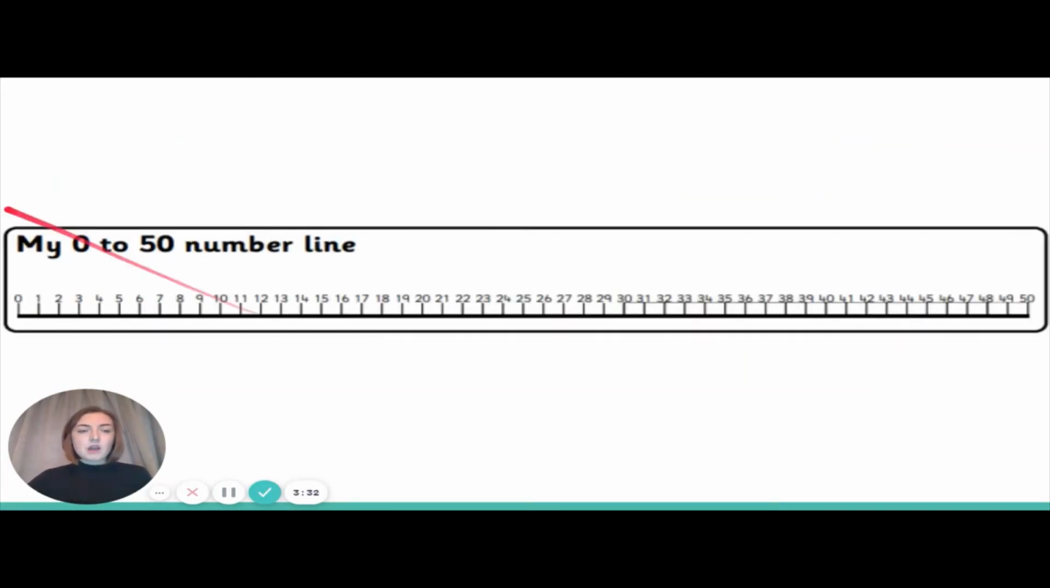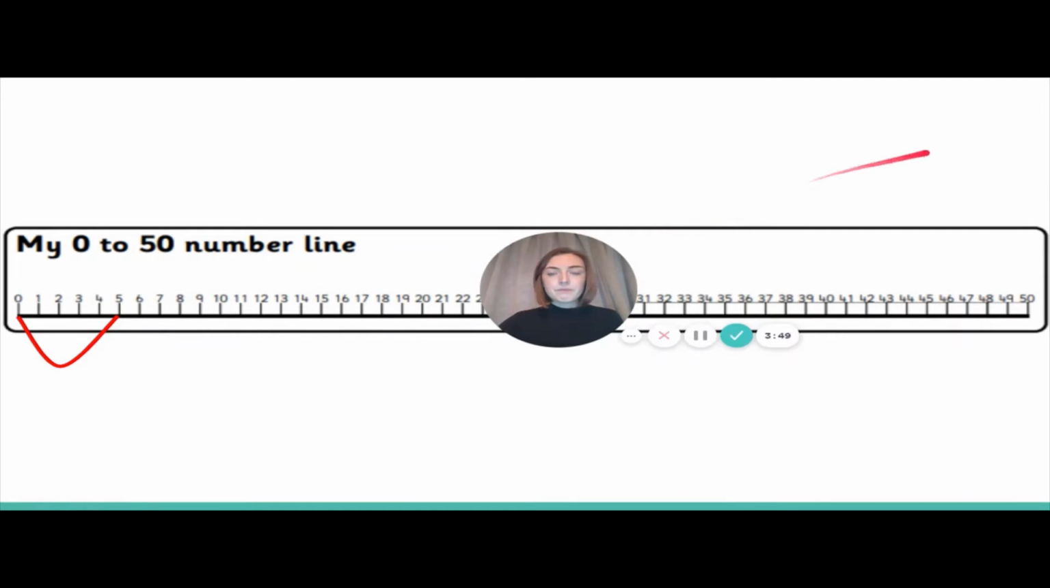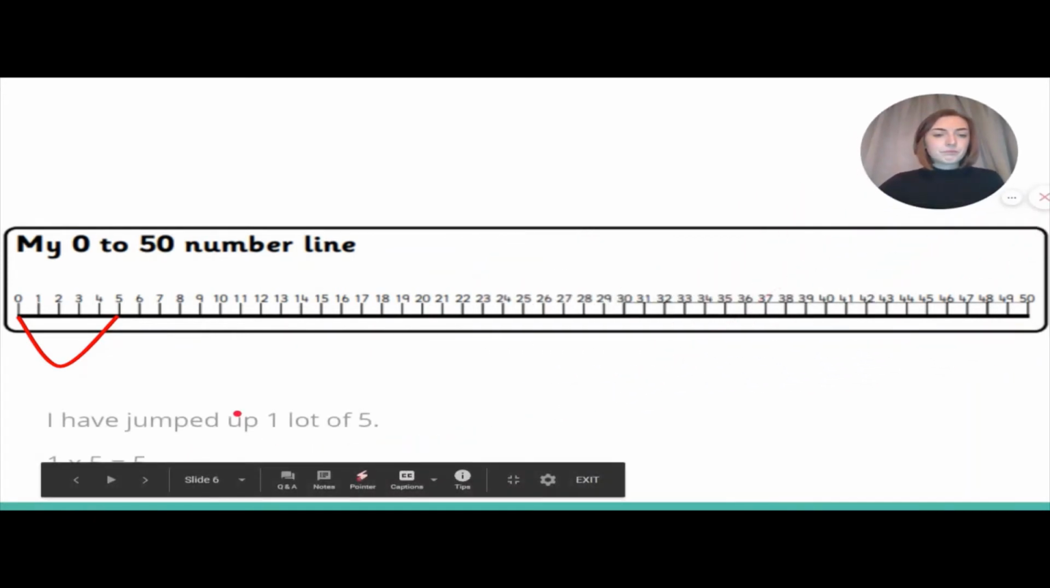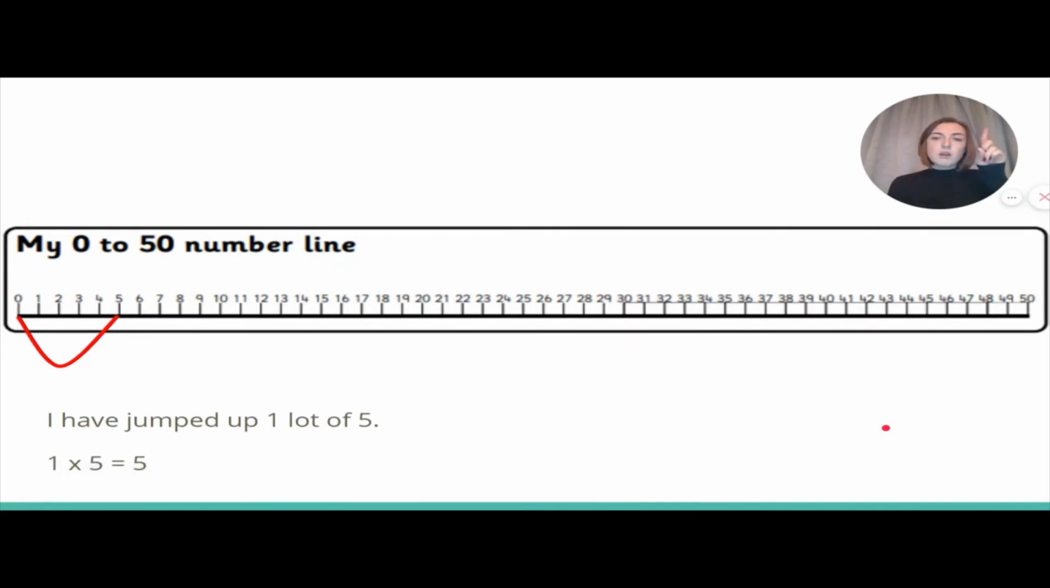Here I have a number line from 0 all the way to 50, and I'm going to use it to practice my counting in fives. Here I have done a big jump on my number line. I've jumped up 1, 2, 3, 4, 5 numbers. I have jumped up 1 lot of 5, and as a number sentence that would be 1 times 5 equals 5. 1 lot of 5 is 5.